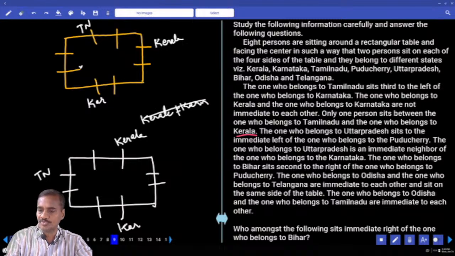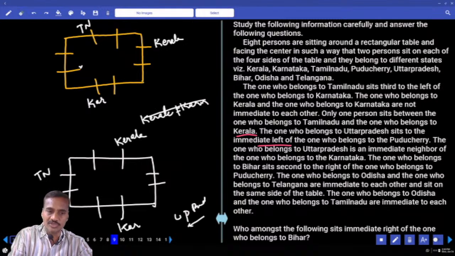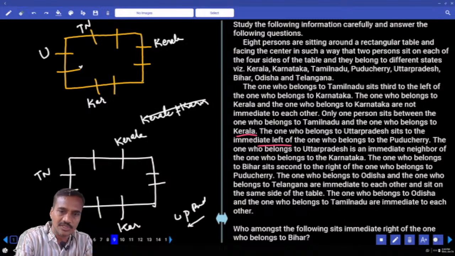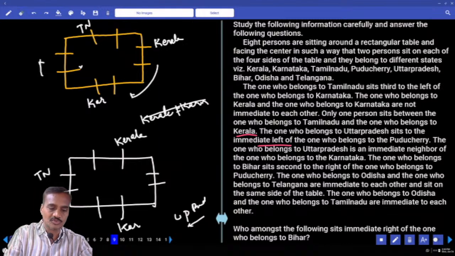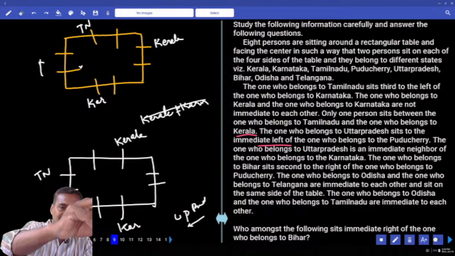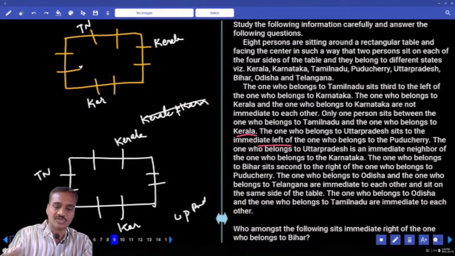And UP sits to the immediate left of Puducherry. Now UP is to the immediate left of what? Immediate left of Puducherry. Both the persons must be adjacent to each other. There are only two possibilities: UP Puducherry or Puducherry UP. Understand? And there are two possibilities in each of these. Whether they are sitting on the same side or different sides is not known.